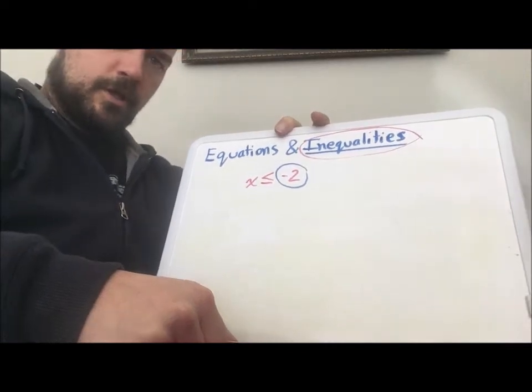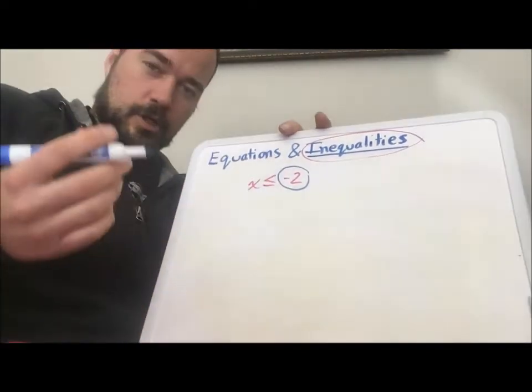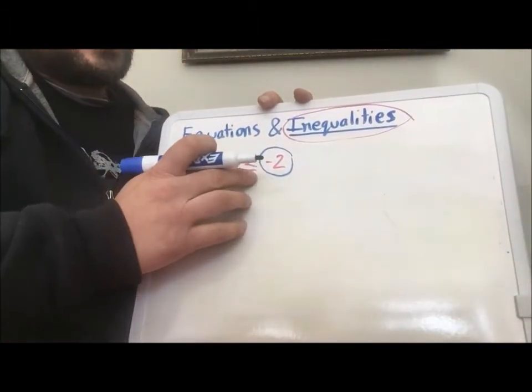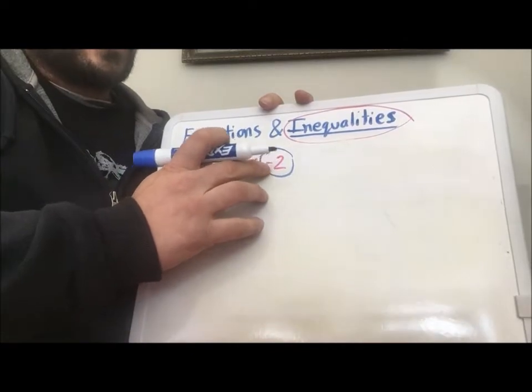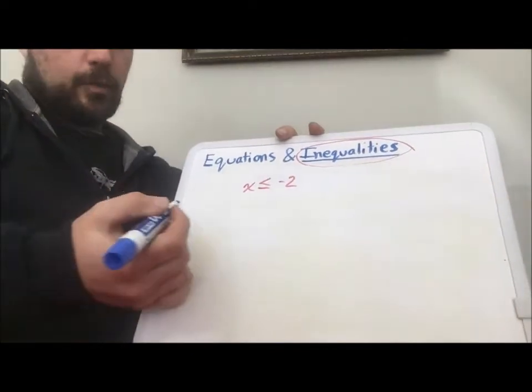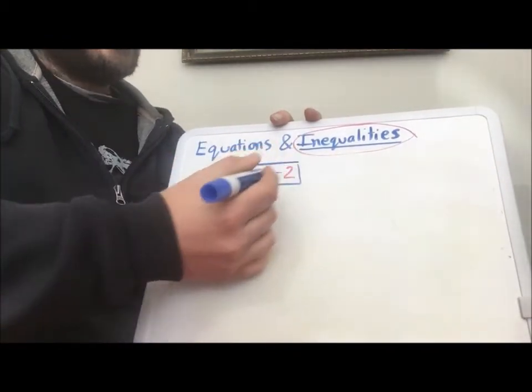Hey everybody, we're going to talk about graphing inequalities. Suppose you did a bunch of work solving an inequality or an equation and you got this: x is less than or equal to the number -2. The very first thing that we can do is learn how to reinterpret this.